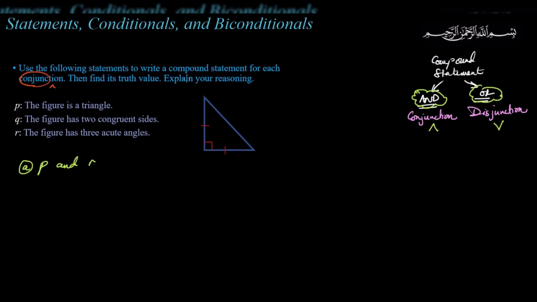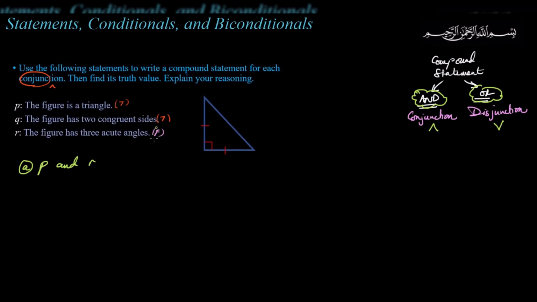Okay. So the figure is a triangle. This is actually a true statement, correct? The figure has two congruent sides. That is also true. So statement P here is true. The truth value is true. The figure has three acute angles. Well, it's a right triangle, so that's 90 degrees, and it has these two acute angles, but not three acute angles, because 90 degrees is not acute. So that's actually a false statement here, correct?